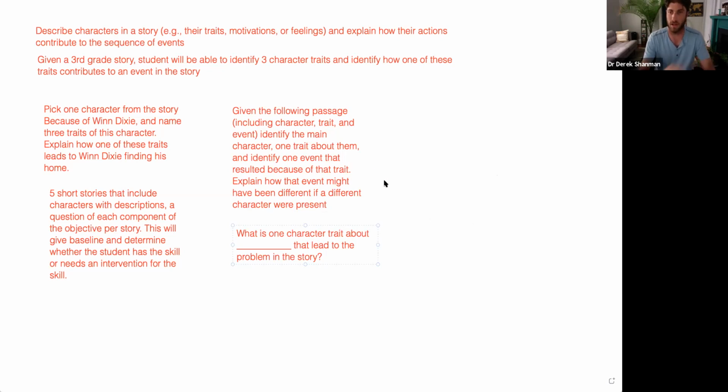So let's take a look at each of these. Pick one character from the story Because of Winn-Dixie and name 3 traits of this character. All right, so that directly addresses our overall objective, right? Explain how one of these traits leads to Winn-Dixie finding his way home. Good. So here you're saying find the traits and explain how this impacts a specific event, right? So we're just taking the objective as it is and plugging in the current content. And I think that is a totally applicable way of doing this.